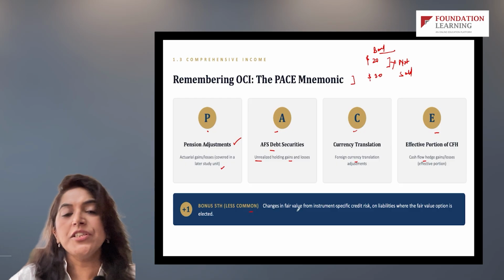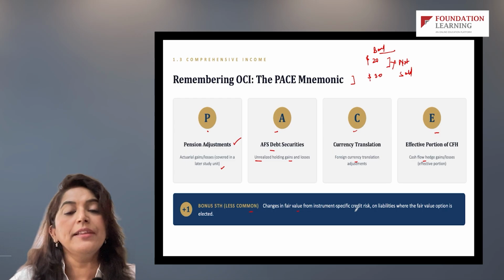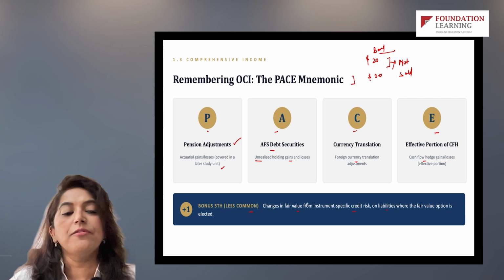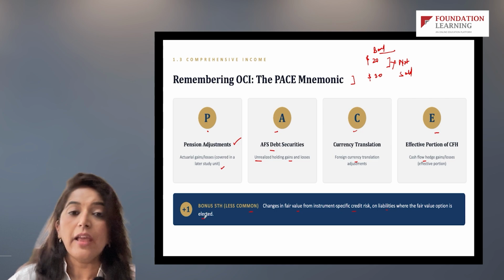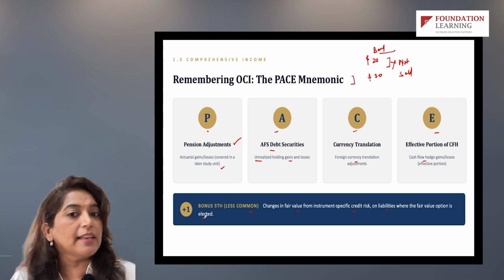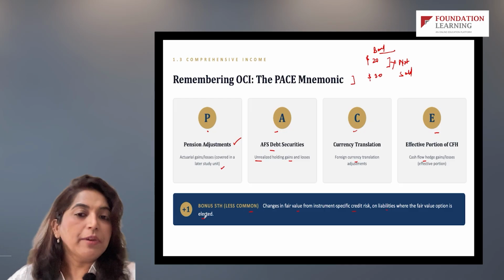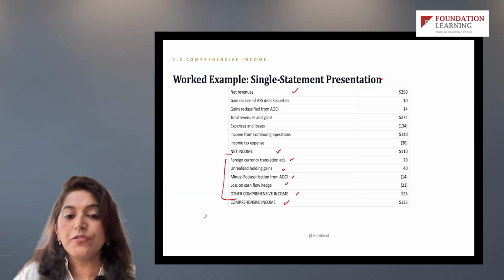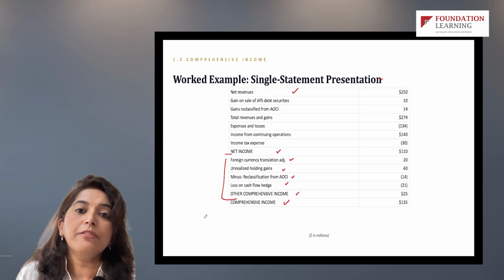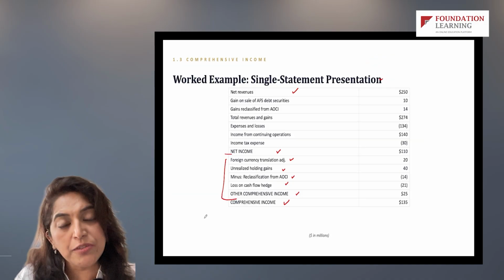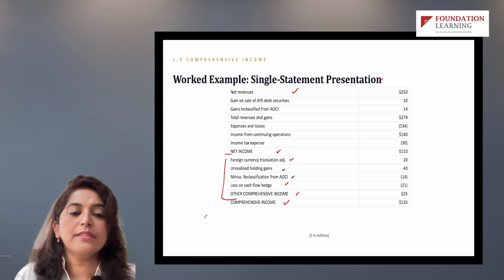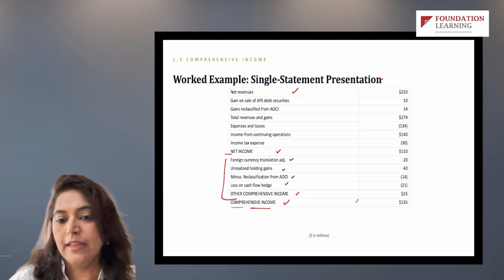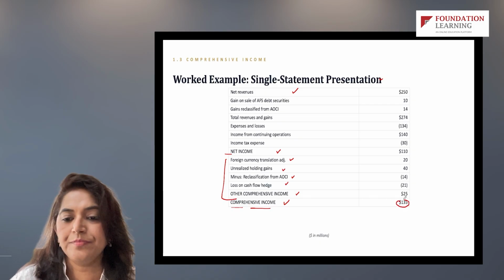It is changes in fair value from instrument specific credit risk on liabilities where the fair value option is elected. As of now, just know that this is a line item. As and when the time comes, we will discuss this line item in detail, right? So, for now, we know that from net income, we do the adjustment for OCI, which helps us arrive at comprehensive income, right?